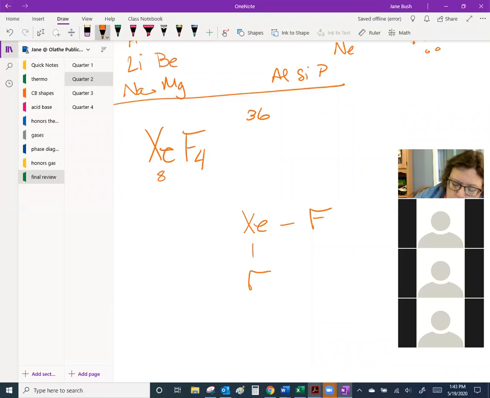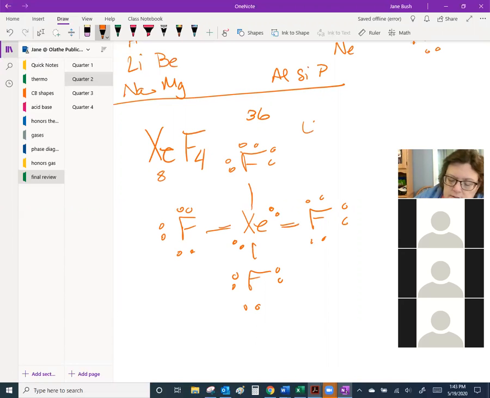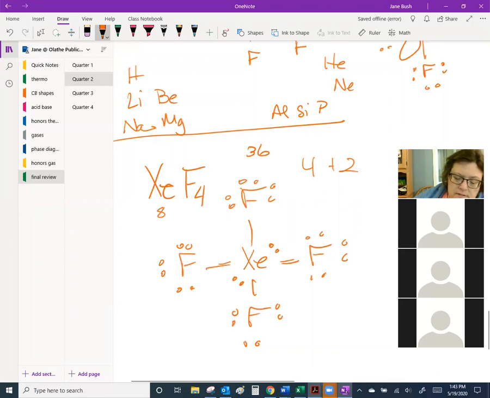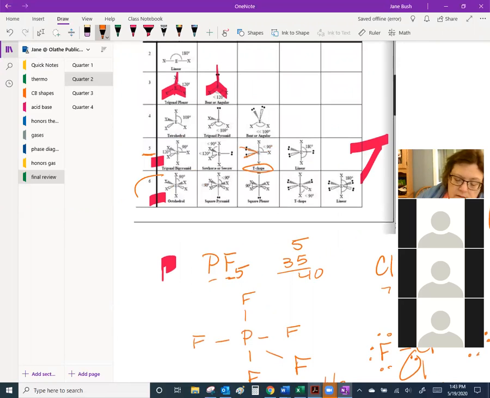Counting them out up to 36. We have 1, 2, 3, 4 bonds and 2 lone pairs, so that's a total of 6. So we're in this row: 4 bonds, 2 lone pairs is square planar. Okay?